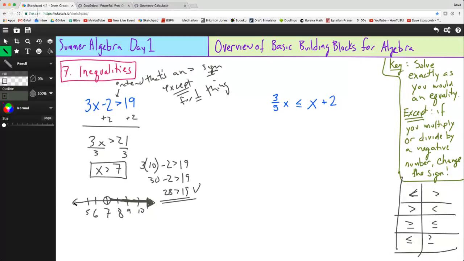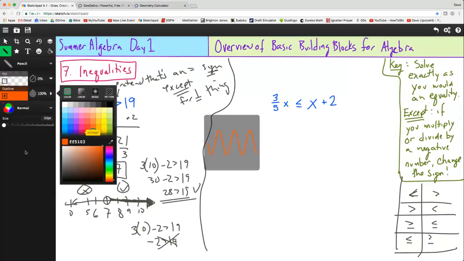And we know that numbers over here should not work. Numbers like 5 all the way down, maybe even 0. None of these should work, and these should work. So let's try 0 up here and see what happens. It should make it false. 3 times 0 minus 2, is that greater than 19? 3 times 0 is 0, minus 2. Is minus 2 greater than 19? No. So we have our correct answer here.